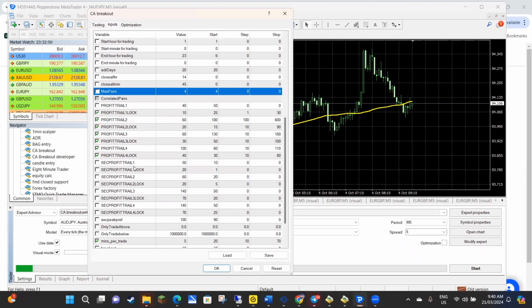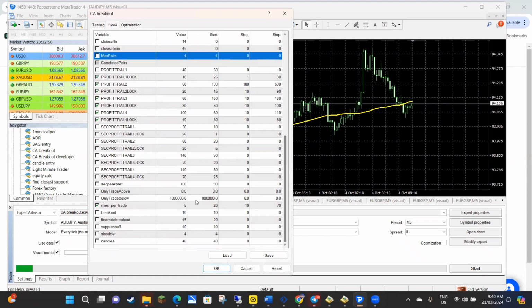Then, if you've just got 1 trade open, once it gets into $50 of profit, it's going to lock in $20. And then you've got the second profit lock for if you've got 2 trades open, 3 trades, or 4 or more.